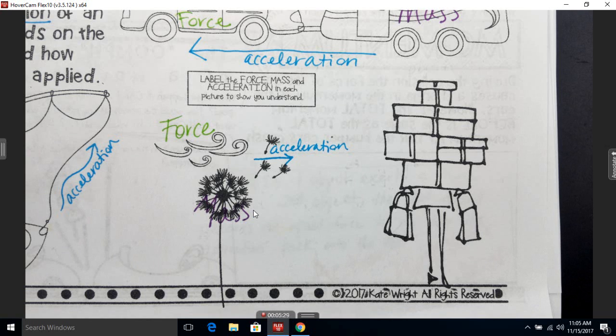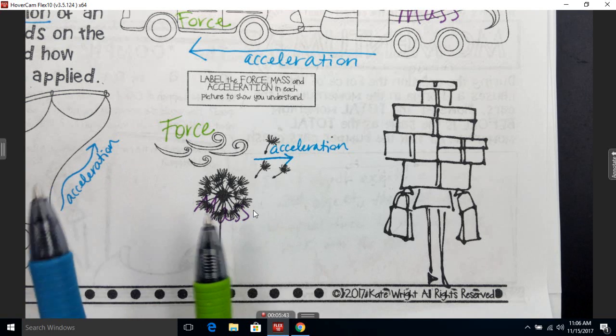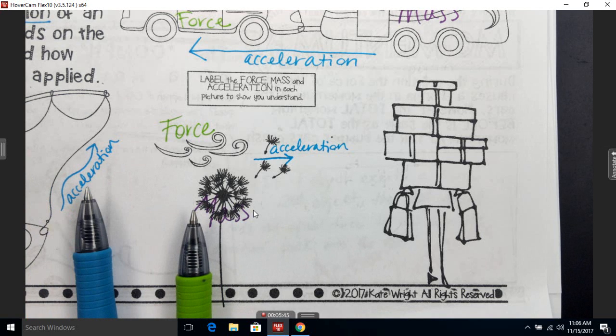So you've just got to be able to look at a picture of something and break it all down. Identify all the stuff that could be there. Okay? All right, this one. The force is the guy holding them up, because he's pulling them up.